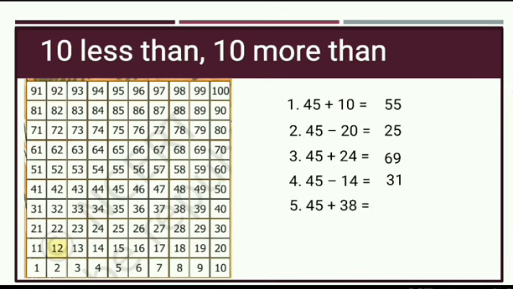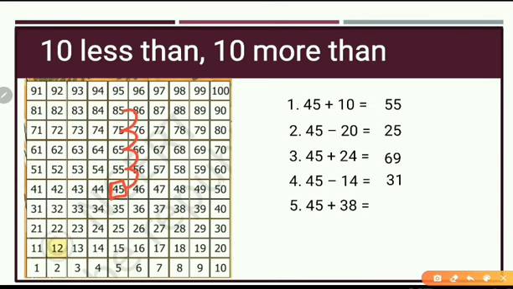Next one, from 45 we are going to add 38. Okay, 3 tens and 8 ones we are going to add. So for this, again starting from 45. First, listen, we will go up 3 places, 1, 2, 3, because we are adding, and we can also go up one more, that is because 38 is near 40. So we are just adding 40 first, but 40 is 2 more than 38, isn't it?